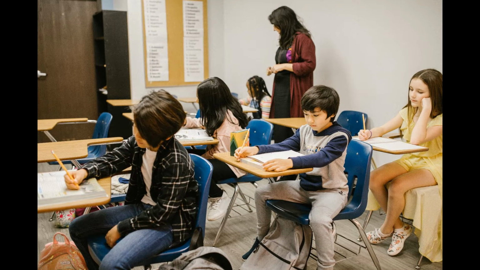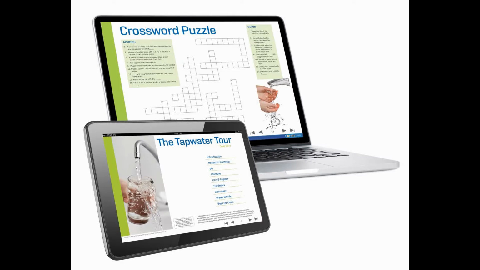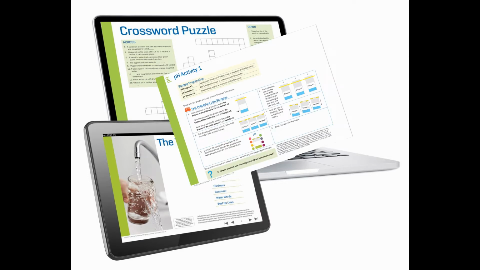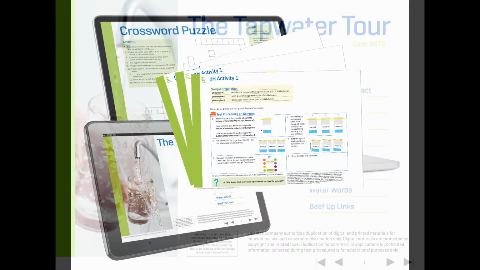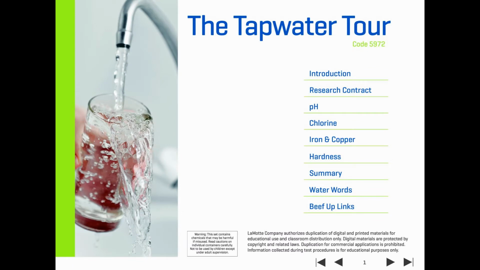The tour can be adapted to your class and classroom whether the students are in person or learning remotely. The student section, or select parts of it that you choose, can be shared with the students digitally on an iPad or a computer, or printed and handed out. The tour is broken into 5 units to allow flexibility in scheduling. An introduction to tap water, followed by pH, chlorine, iron and copper, and hardness.